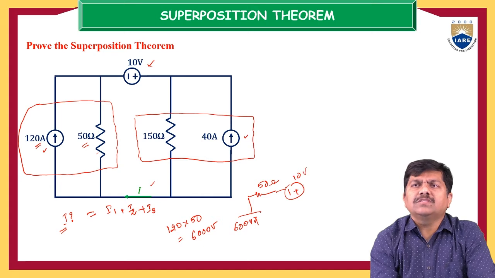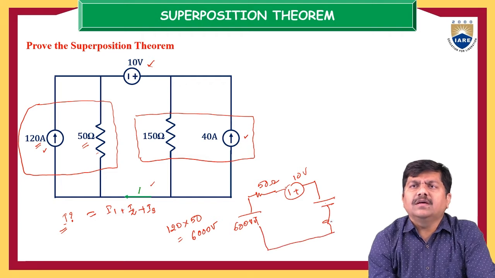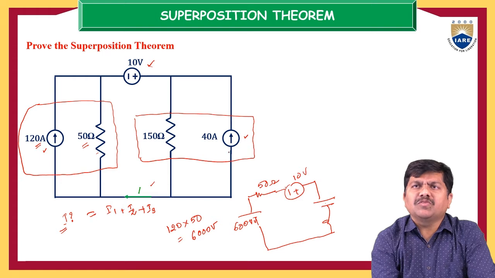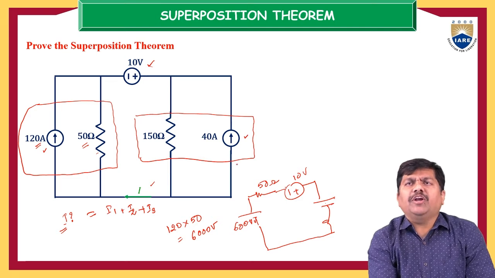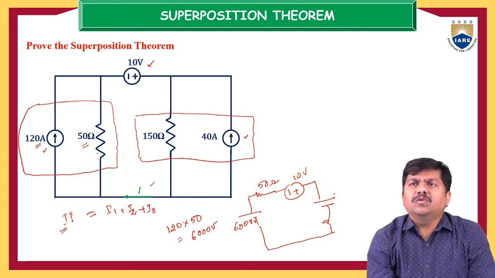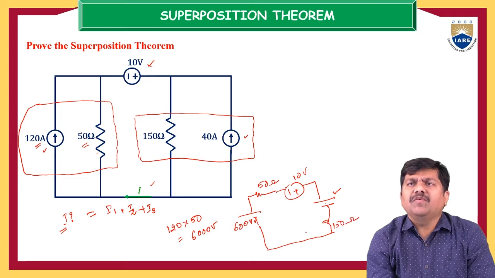That is 10 volts. And on the other side of this 10 volts, you can also have some resistance and some voltage source. How much is the voltage source here? Again, with the help of source transformation, let us reduce this parallel combination into a series combination. So 150 ohm times 40 amps. So again, here also you get one voltage source, and the resistance is 150 ohm.